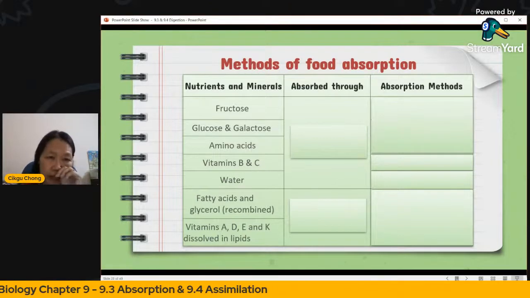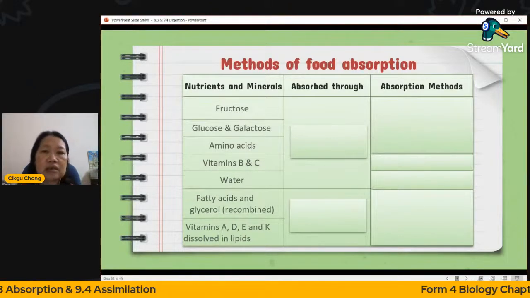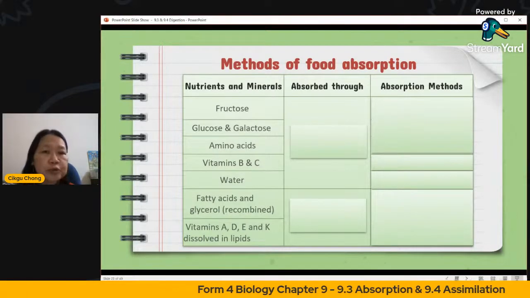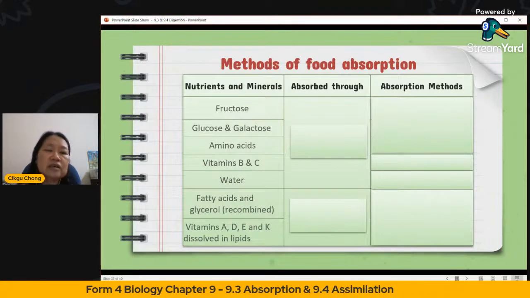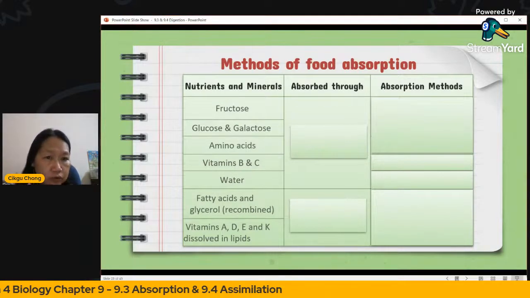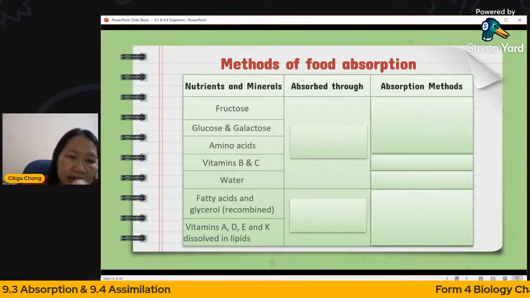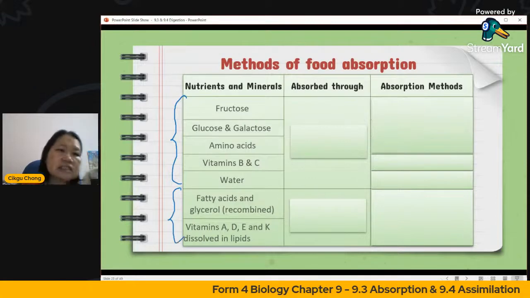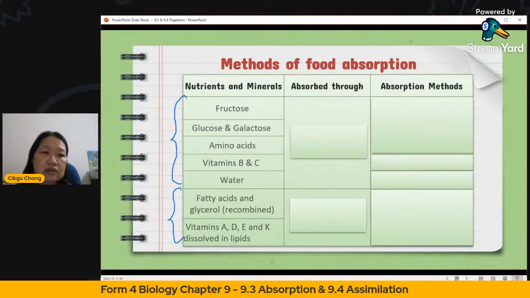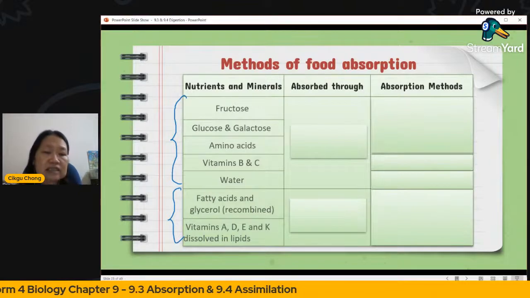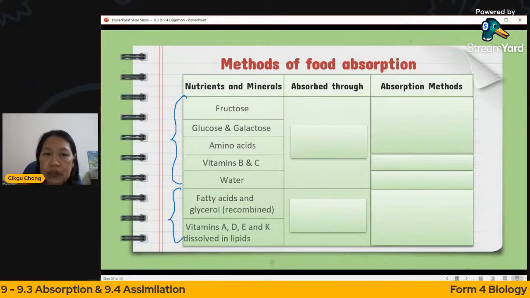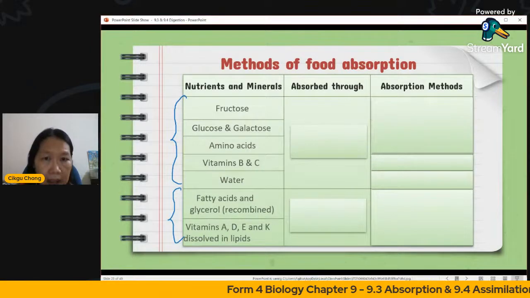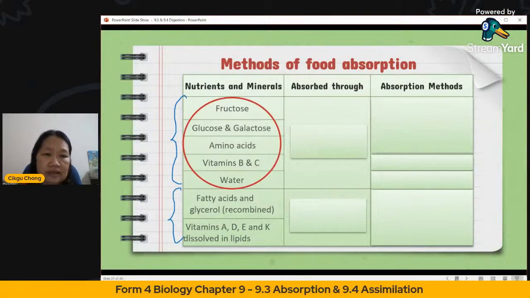All right. Okay, so we can actually divide all the nutrients that are the end products of digestion into two groups. The first group I will classify as fructose, glucose, galactose, and so on. We call it the first group here, and this is another group. So this is the water-soluble substances: fructose, glucose, galactose, amino acids, vitamins B and C, and also water. As I mentioned earlier, all these substances will go into the blood capillary. Okay, later we'll see that.